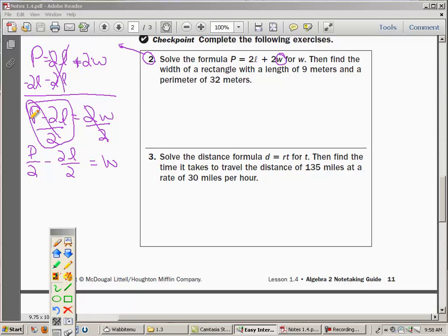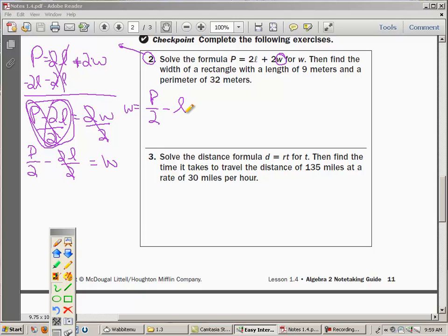Again, because each of them is separately over a 2. All right? So this becomes P over 2. I'm sorry, W equals, I like the variable first. W equals P divided by 2 minus, and then 2 over 2 is just going to be 1, and so minus 1 times the length, or L.